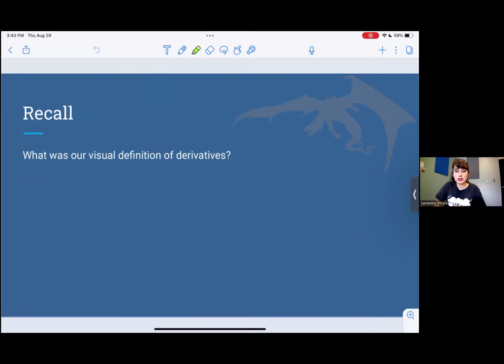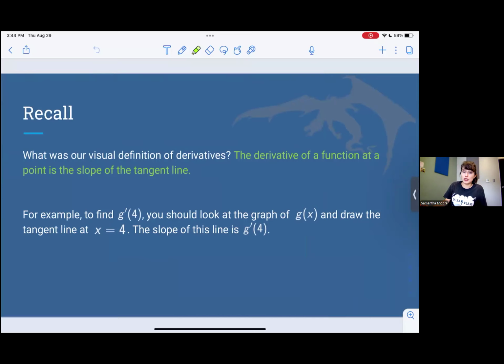Okay. So my first question to you is, do you remember how derivatives are defined visually? Hopefully you do. The idea is that the derivative of a function at a point is the slope of its tangent line. In other words, if I wanted to find g prime of 4, I need to look at the graph of g of x, go look at x equals 4, draw the tangent line there, and then find the slope of that line. That number is g prime of 4. So we're going to use this process over and over again to get the sketch of g prime of x.